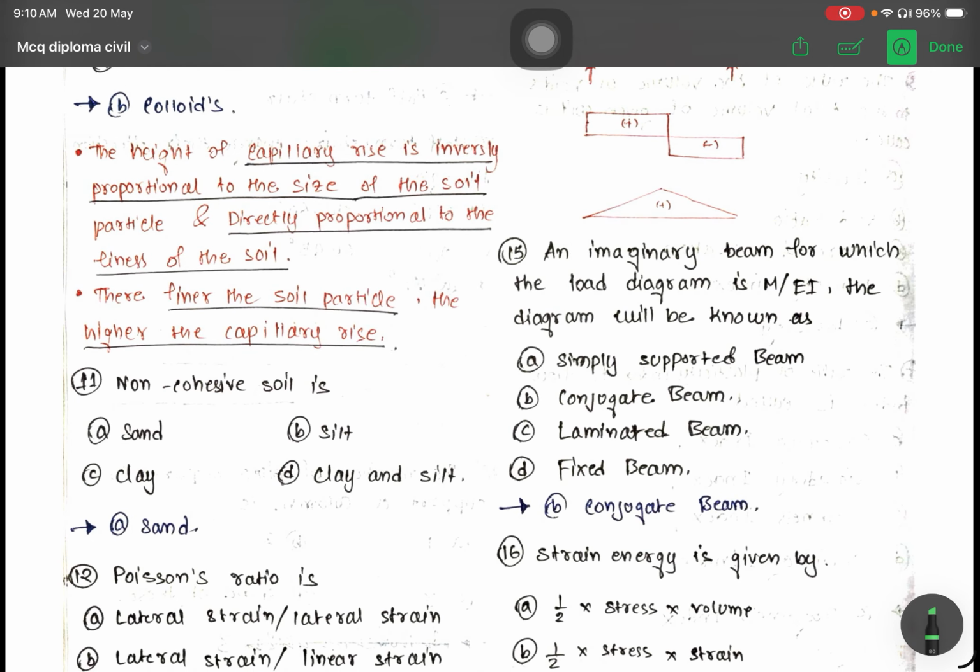Non-cohesive soil is defined as soil where the attraction between the particles is not there. So there will be silt, clay and silt. These three have attraction between the particles, but in sand there is no such kind of attraction between them.